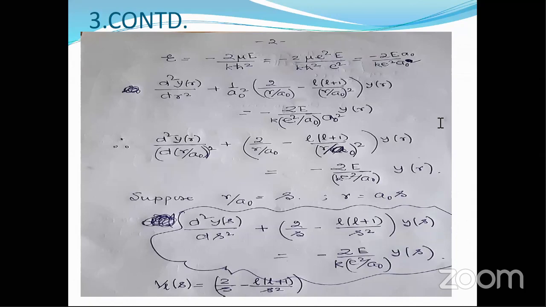Now we suppose r upon a0 equals some variable s, or r is a0 s. So with that, our equation appears as d²y(s)/ds² plus 2 by s minus L(L+1)/s² times y(s), and minus 2E over k e² upon a0 times y as a function of s. And we are now in a position to identify the dimensionless potential 2 by s minus L(L+1) by s².